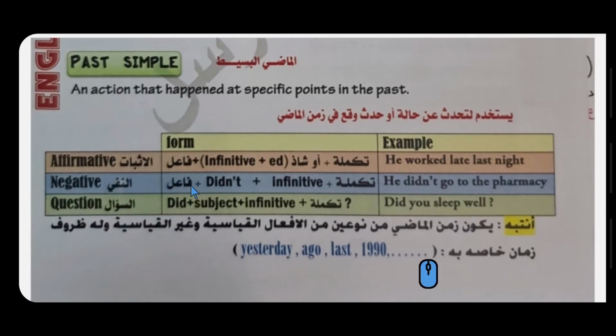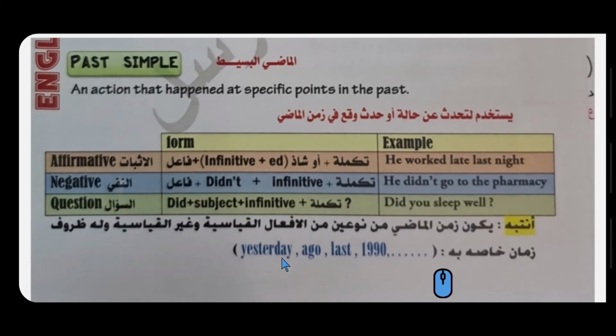For affirmative sentence, the rule will be subject plus infinitive plus ed, this is regular verb, or irregular, plus complement. Like we have an example: he worked late last night. For negative sentence, we have subject didn't infinitive plus complement. Like we have an example: he didn't go to the pharmacy. For question, we have did plus subject plus infinitive plus complement plus question mark. Did you sleep well?